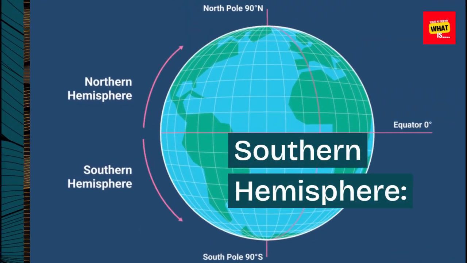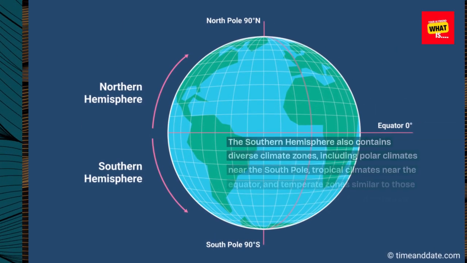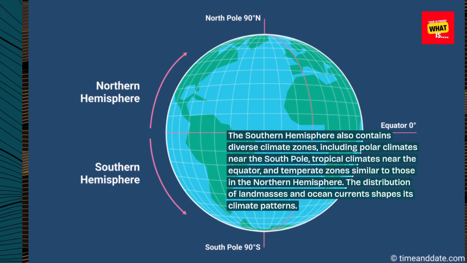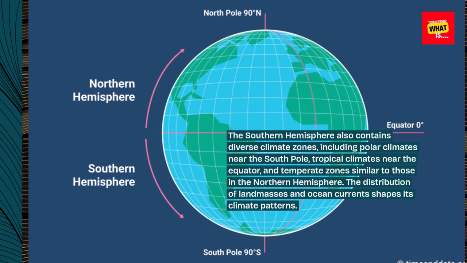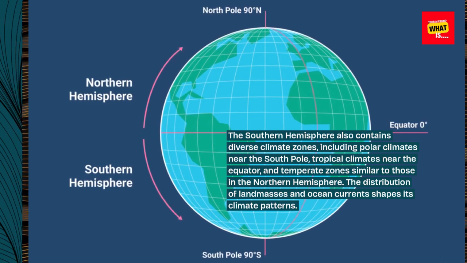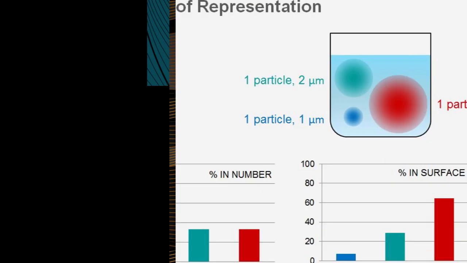Southern Hemisphere. The Southern Hemisphere also contains diverse climate zones, including polar climates near the South Pole, tropical climates near the equator, and temperate zones similar to those in the Northern Hemisphere. The distribution of land masses and ocean currents shapes its climate patterns.